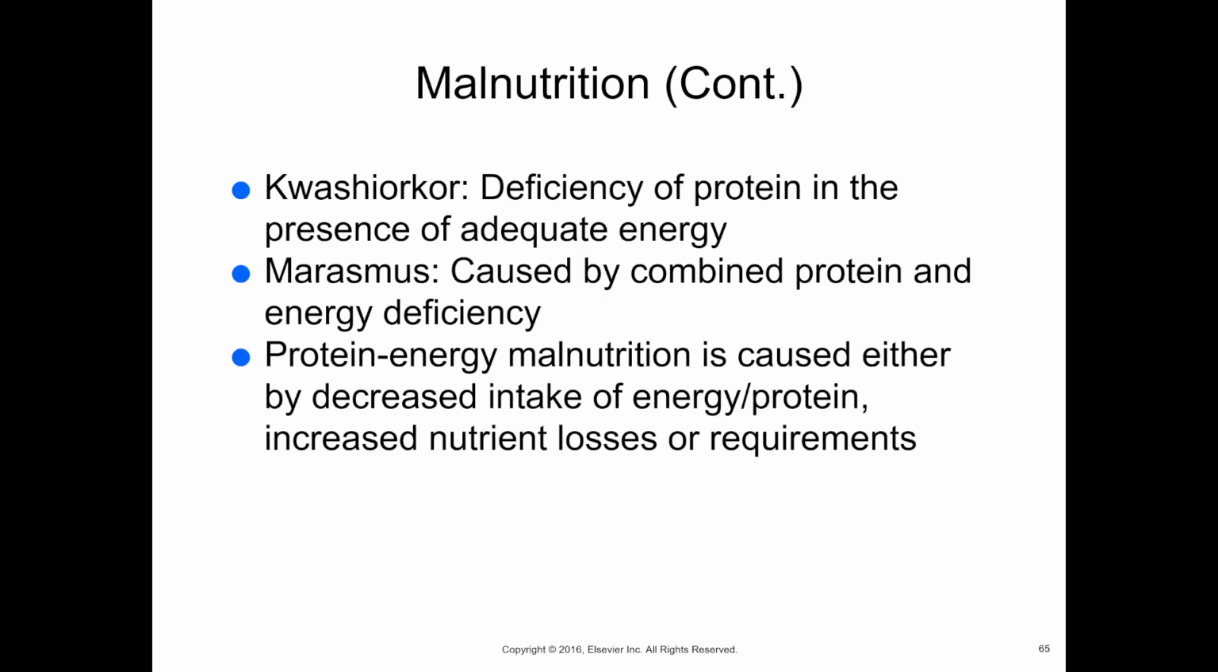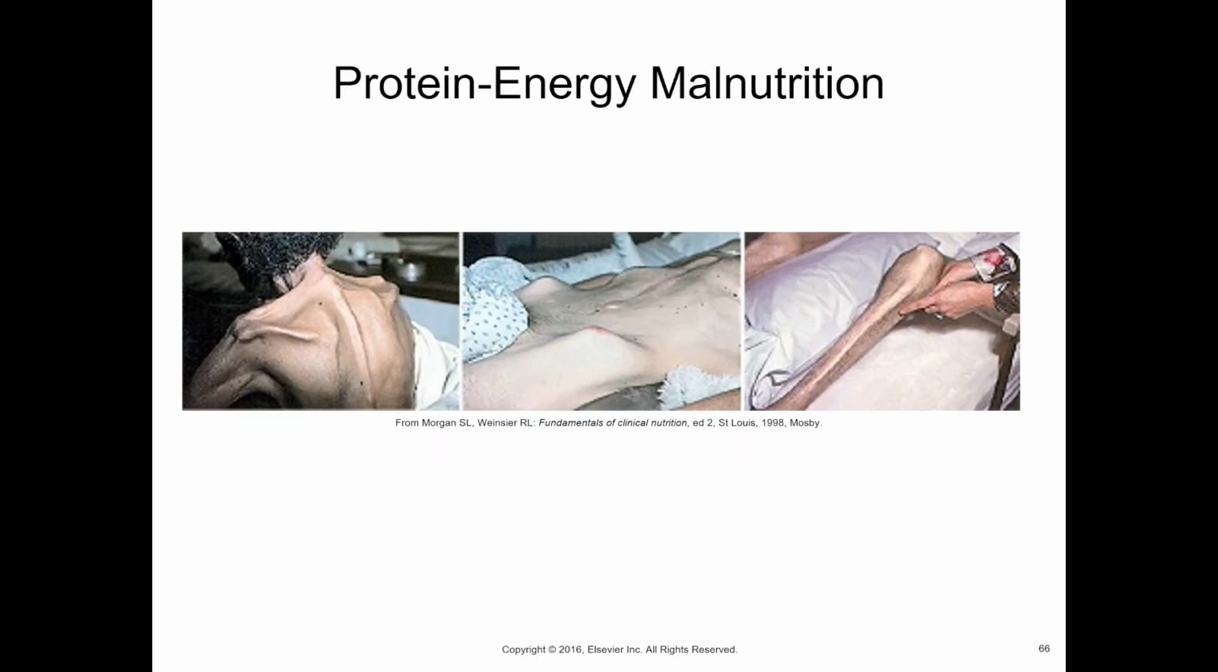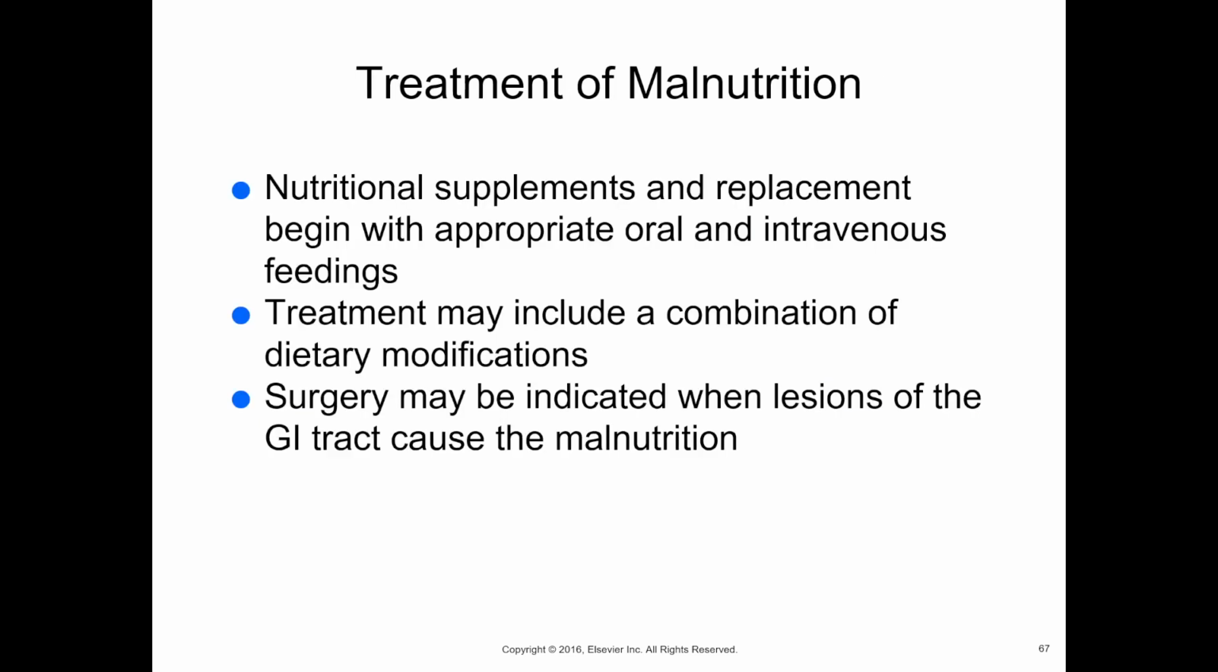We see these things in different populations. Kwashiorkor is typically related to acute illnesses, while marasmus is typically more chronic conditions. So this is showing you what people with protein energy malnutrition look like. They have significant muscular atrophy. So really, treatment is based on the underlying cause.